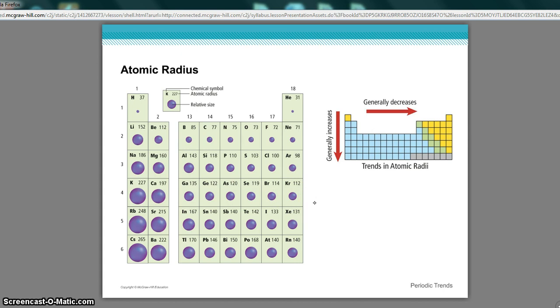So on the entire periodic table, where would the absolute smallest radius be? It would be helium because it's on the top right. And the absolute biggest radius would be at the bottom left. Okay, so that is our trend for atomic radius. So let's do an example.